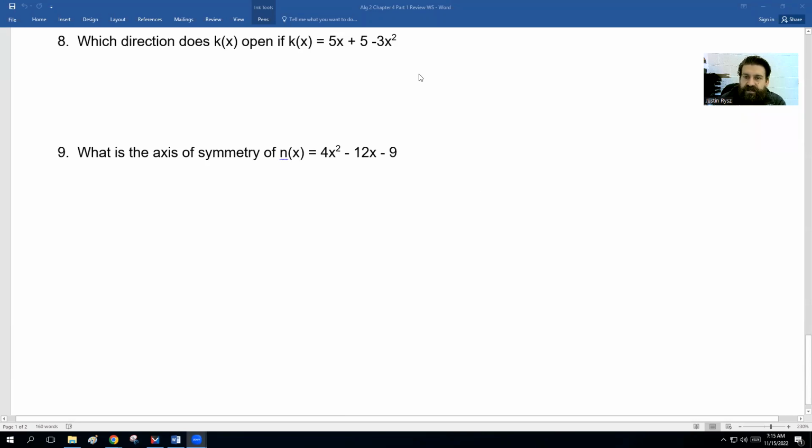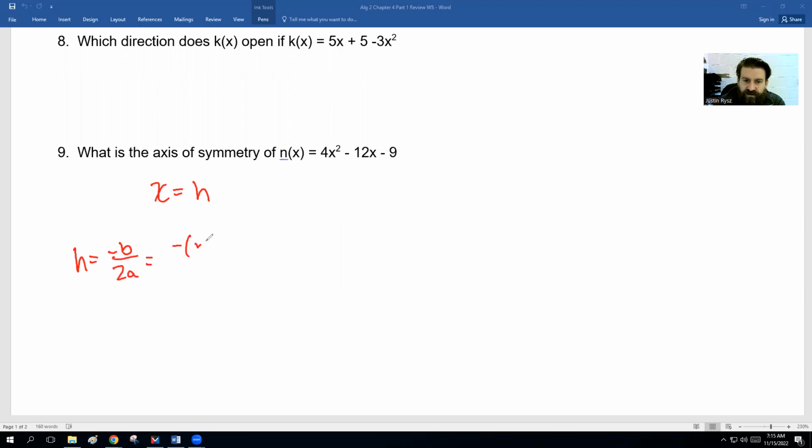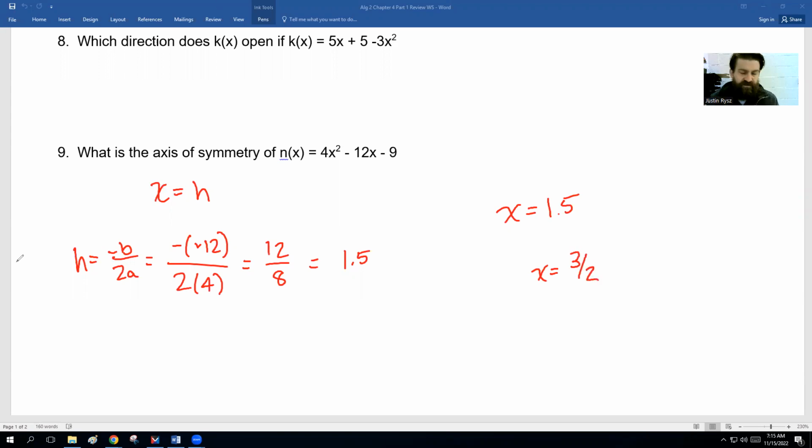All right, what is the axis of symmetry here? The axis of symmetry is always x equals h. The problem is we don't know what h is, but we can use the formula -b over 2a. So it's going to be -12 over 2 times a is 4. All right, so that'd be a +12 over 8. +12 divided by 8 doesn't come out super nice, but we can call it 1.5. So the axis of symmetry is x equals 1.5. If you want to get real fancy, you can reduce that fraction and say that is x equals 3 over 2.